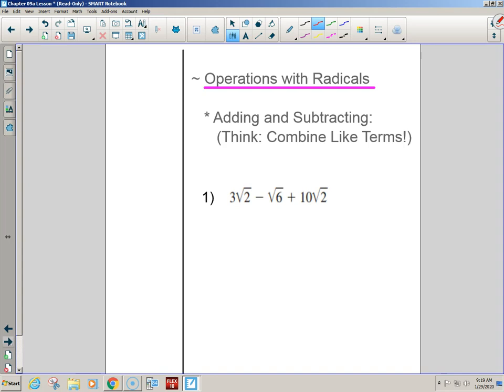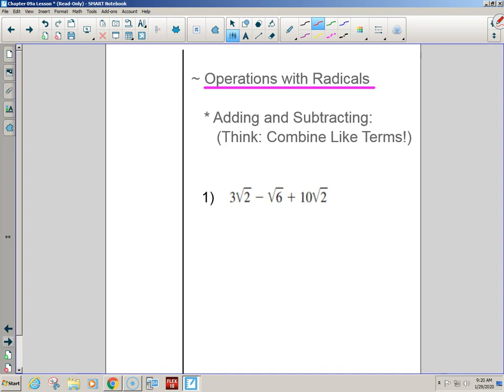I said square root of 3 and square root of 6 in number 12, if you still have that close. Square root of 3 and square root of 6 are not like terms. If they're not like terms, can I combine them? No. If they were like terms, could I combine them?